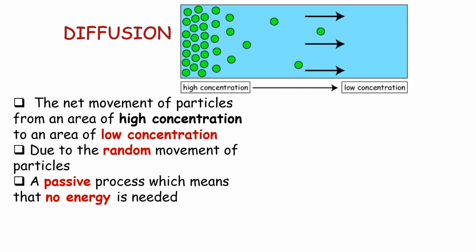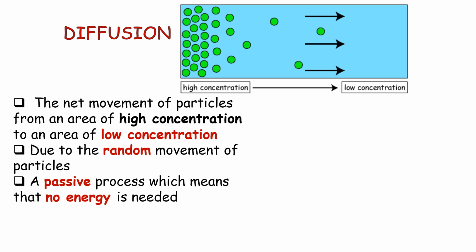On the diagram here again, you can see that we have a high concentration of particles on the left and none on the right. And you can see that the particles on the left are travelling, they're spreading from the left to the right. Now, the net movement, which just means the total movement of particles from an area of high concentration to an area of low concentration, is how we describe diffusion.